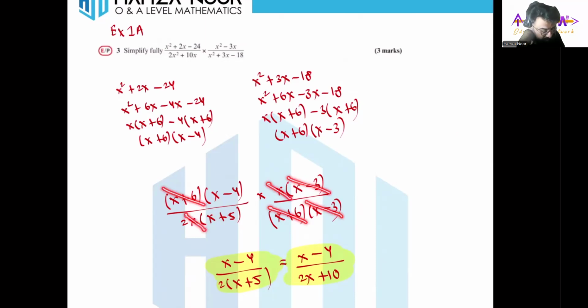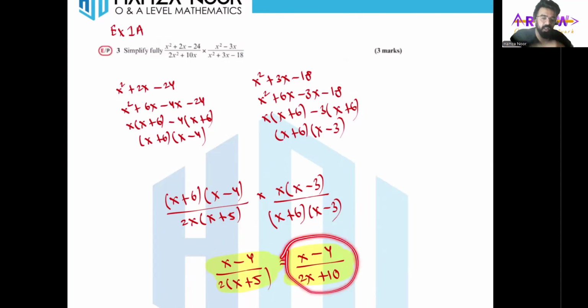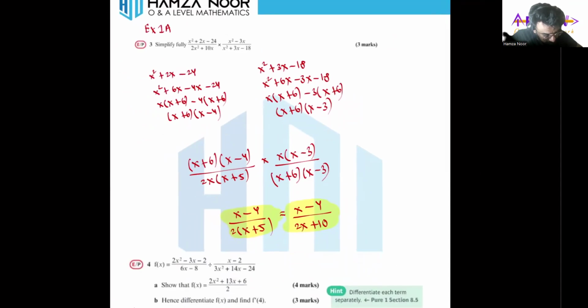What you are left with is x minus 4 divided by 2 times x plus 5. So x minus 4 divided by 2x plus 10, this is supposed to be your answer. Either you can write your answer in this form or in this form. Both are equivalent forms of each other. So in any way you can write your answer. All right, so this was exercise 1A, question number 3.